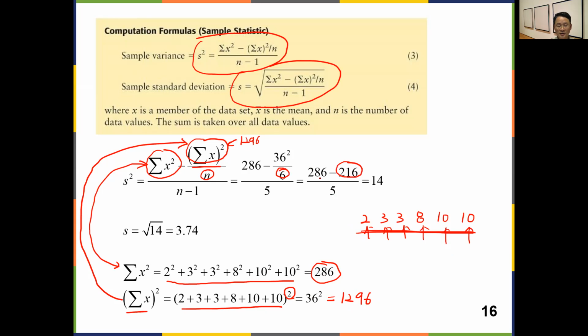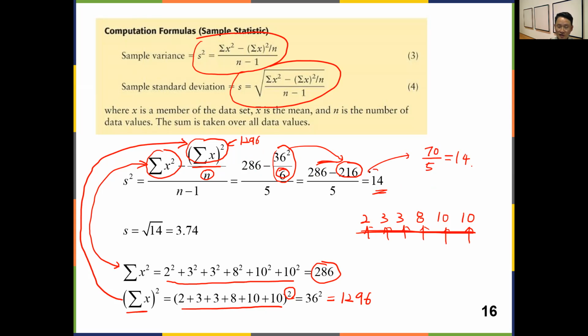1,296 divided by 6 is going to be 216. You have to be careful about the order of this calculation. You do this calculation first, boil it down to a single number, then you do the subtraction. So 286 minus 216, that would be 70 over 5. 70 over 5 is 14 right here.